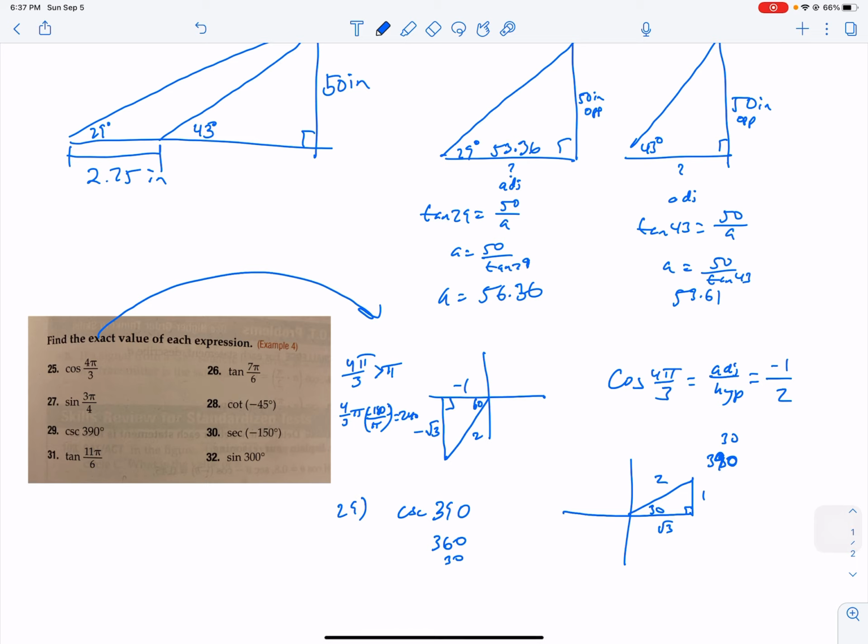And for this, the cosecant is hypotenuse over opposite. My hypotenuse here is 2 and my opposite is 1. So reduce to 2.